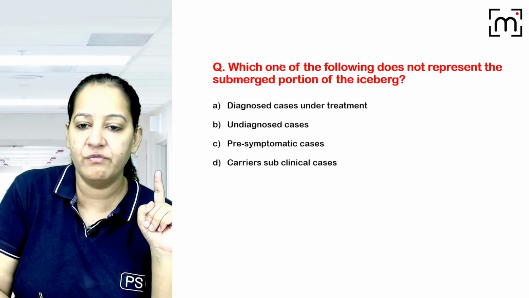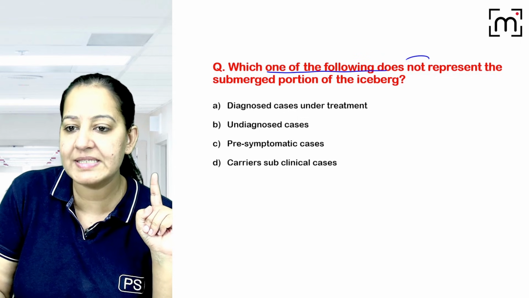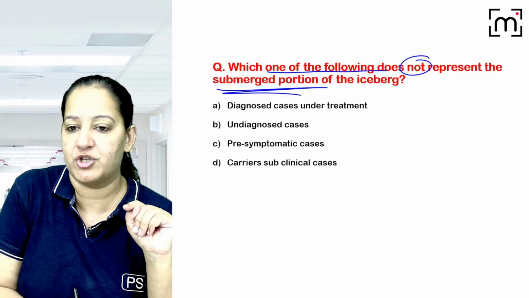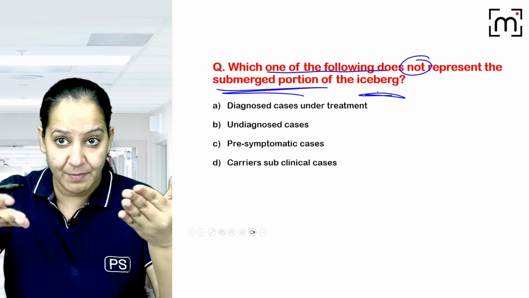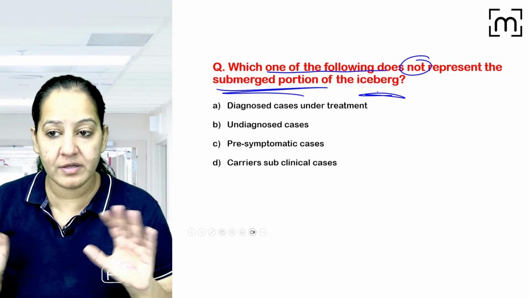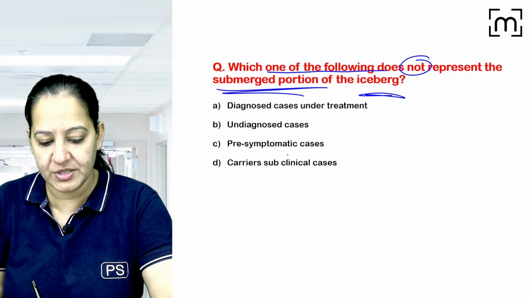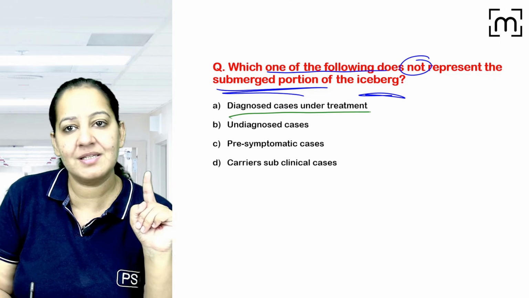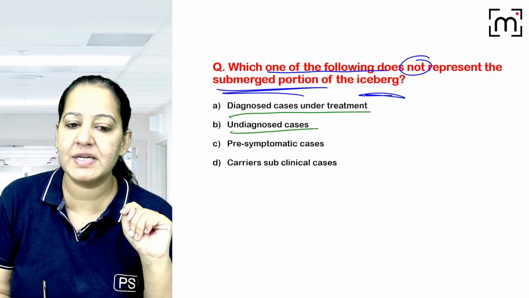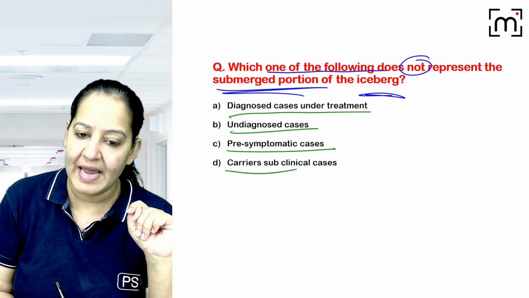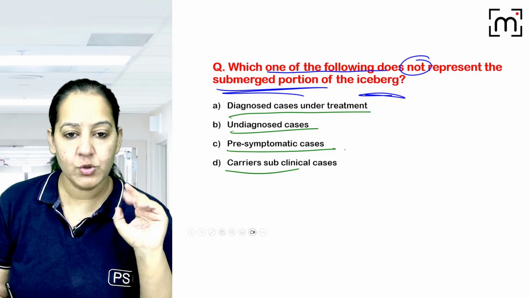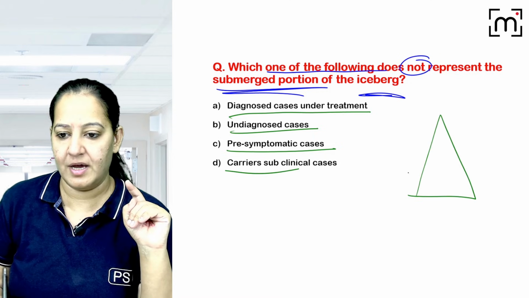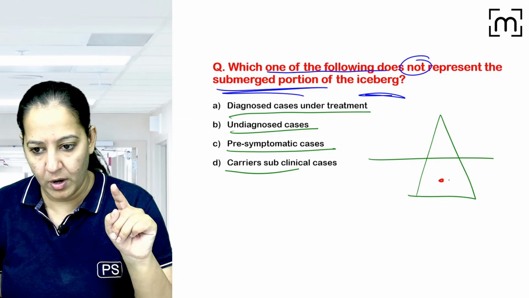The first question is in front of you. Which one of the following does not represent the submerged portion in the iceberg? In the iceberg, the hidden submerged portion, what is not represented? So read the options. Is it diagnosed cases under treatment? Is it undiagnosed cases, pre-symptomatic cases, carriers and subclinical cases? So what is not coming in this portion? They are asking for this portion. What thing is not coming?